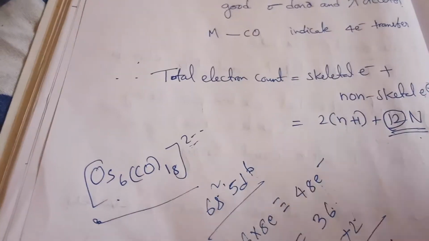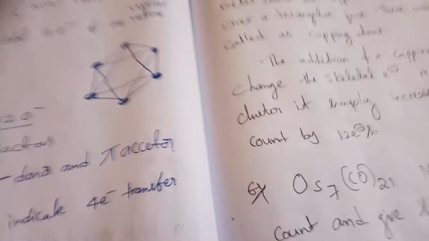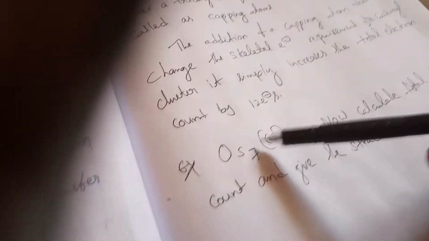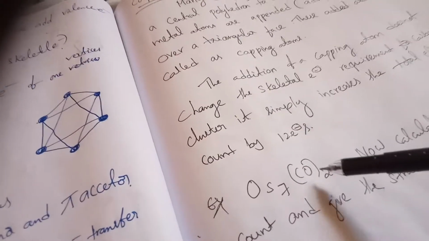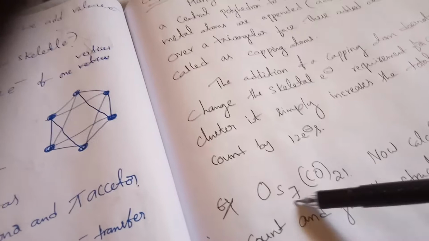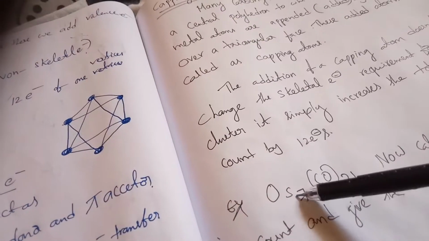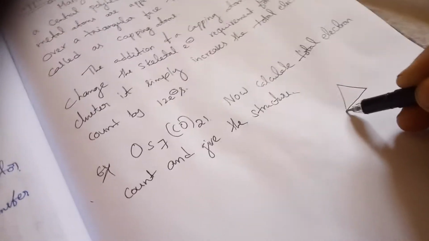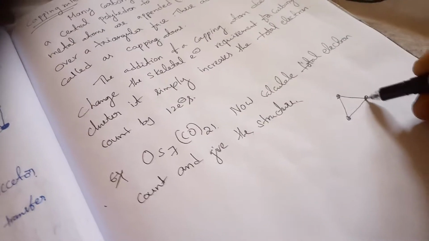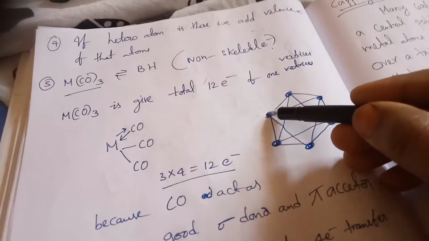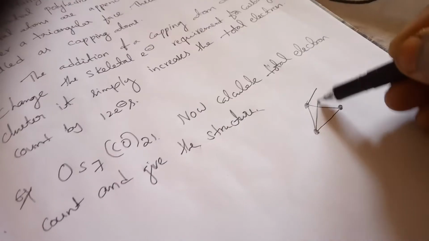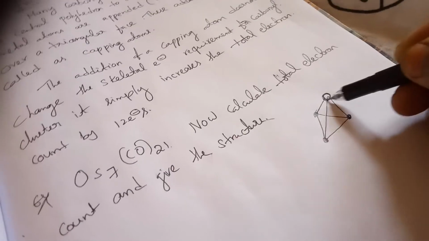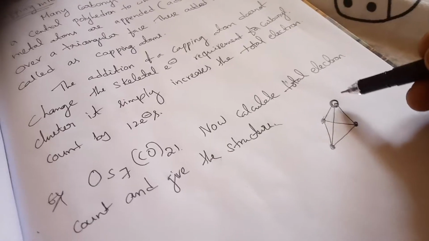For example, if we go for the capping rule, in the capping rule, for example here Os7(CO)21, about our 6 vertices we have one more metal atom. This metal atom takes the deltahedral structure of a capping. Deltahedral means it is one face of an octahedron. So this triangular face is occupied by the metal atom. It is called a cap, an appended atom.